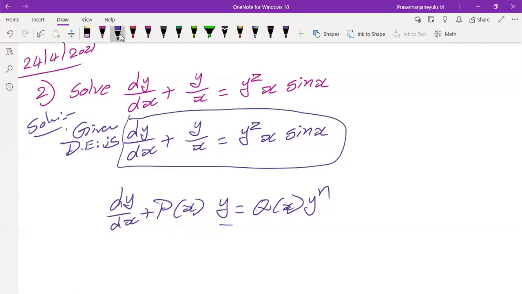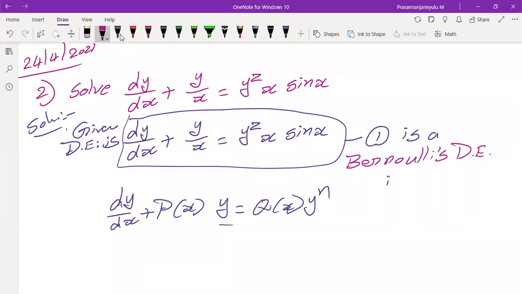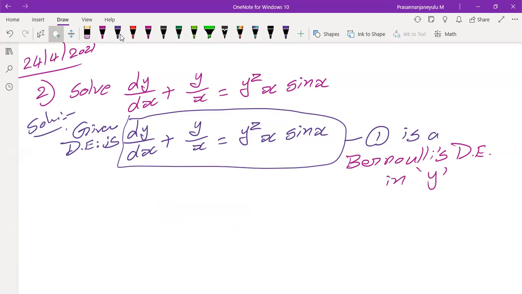Taking it as equation number 1, it is a Bernoulli's differential equation in which variable? Y variable. Whenever it is a Bernoulli's differential equation in y, then what we need to do? What we discussed in the procedure: right hand side we are having y power n, so we divided with y power n on both sides. In the same manner, we are going to do the same steps here.